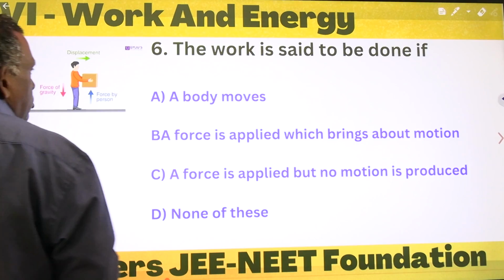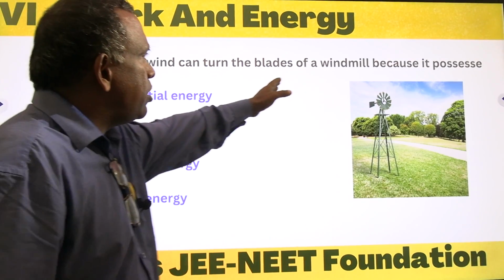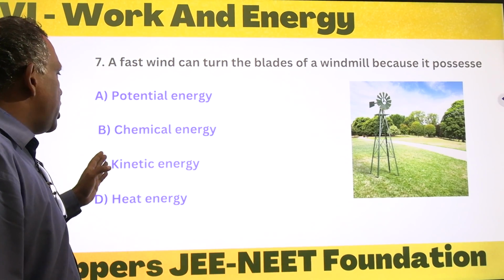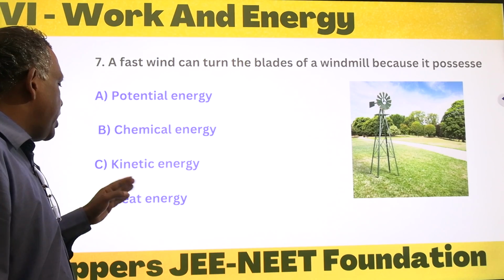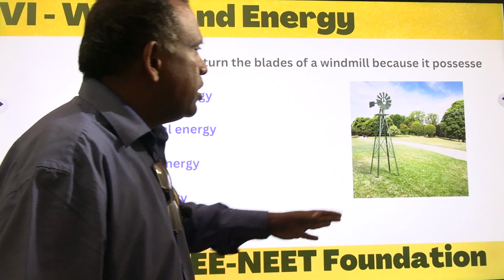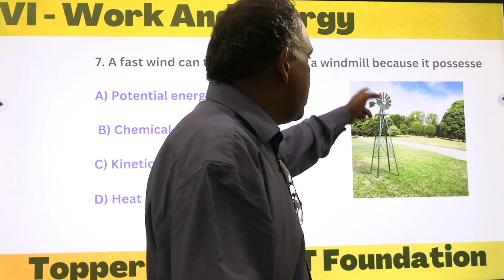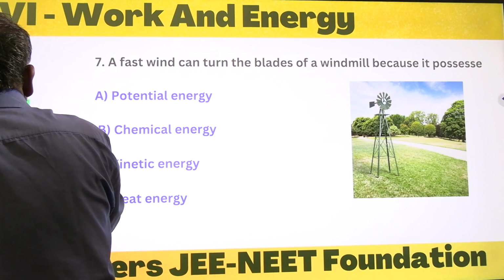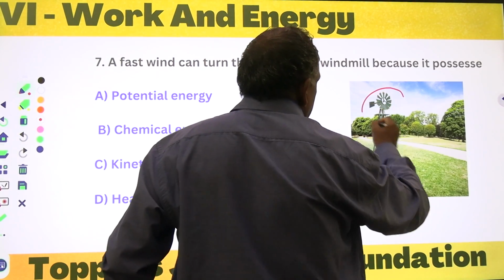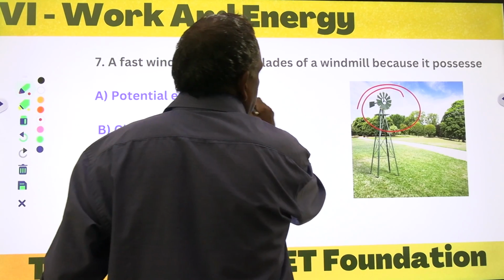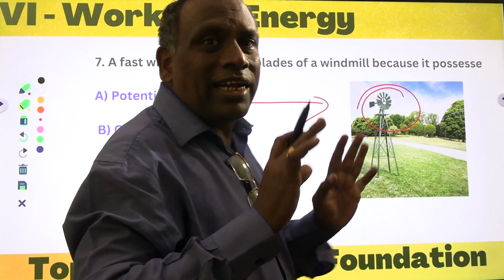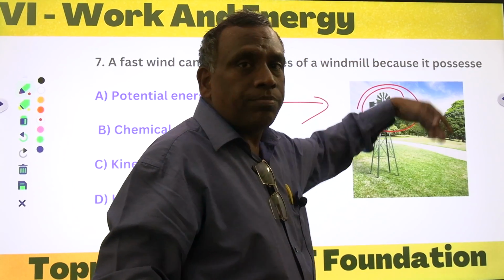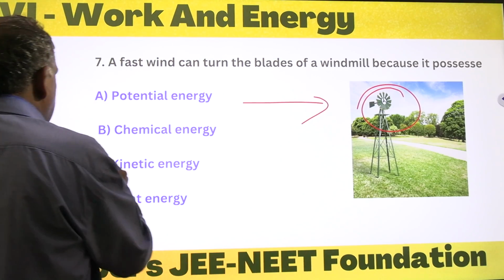Then the seventh question: a fast wind can turn the blades of the windmill because it possesses dash. Option A potential energy, option B chemical energy, option C kinetic energy, option D heat energy. This is the windmill. A windmill will have vanes. These are the vanes of the windmill. Whenever the wind is blowing, due to the kinetic energy, the motion of the wind, the vanes are going to rotate. So that's why the answer is kinetic energy.